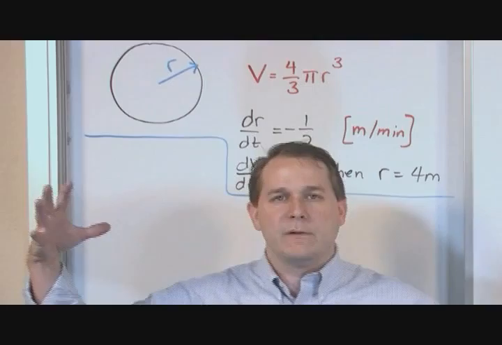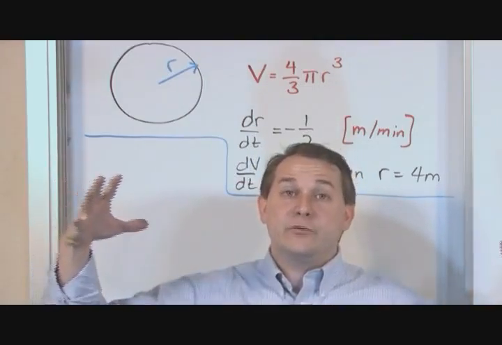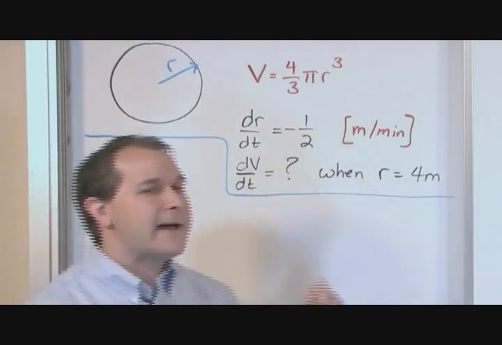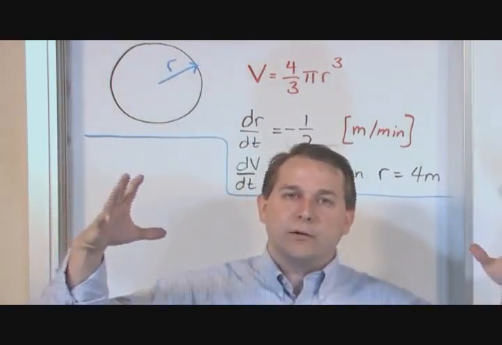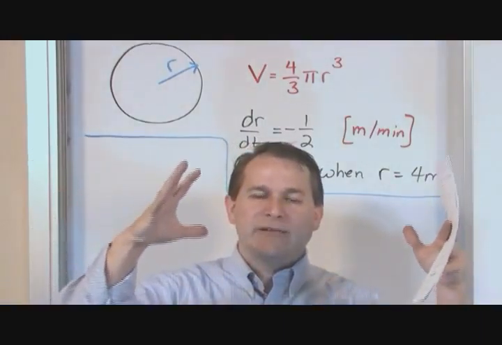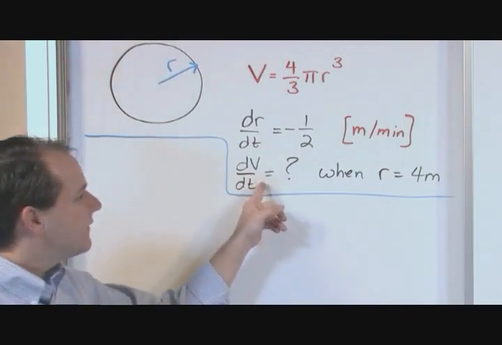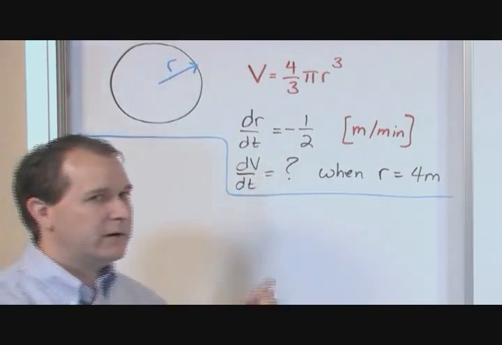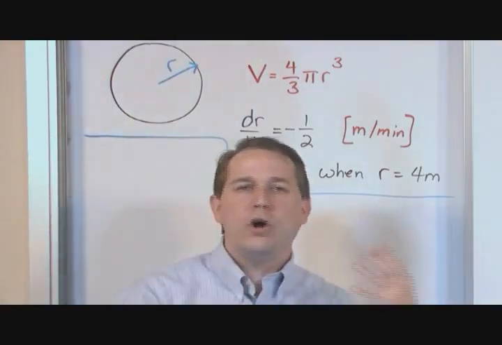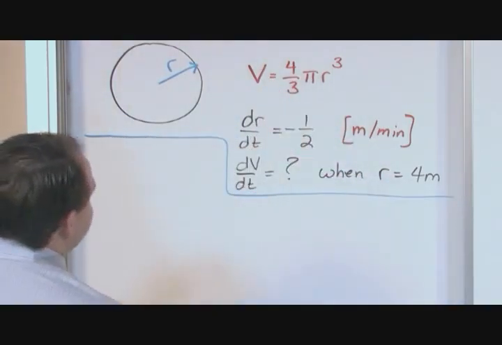So let's say this balloon starts at a 10 meters radius, huge balloon. It's decreasing at this rate, 1/2 meter a minute, right? So it's decreasing. Well, eventually the radius is going to get to 4 meters. At that moment that it gets to 4 meters, how fast is it? How fast is the volume of that guy changing? So all of it is related by this equation up here, by the volume of a sphere.